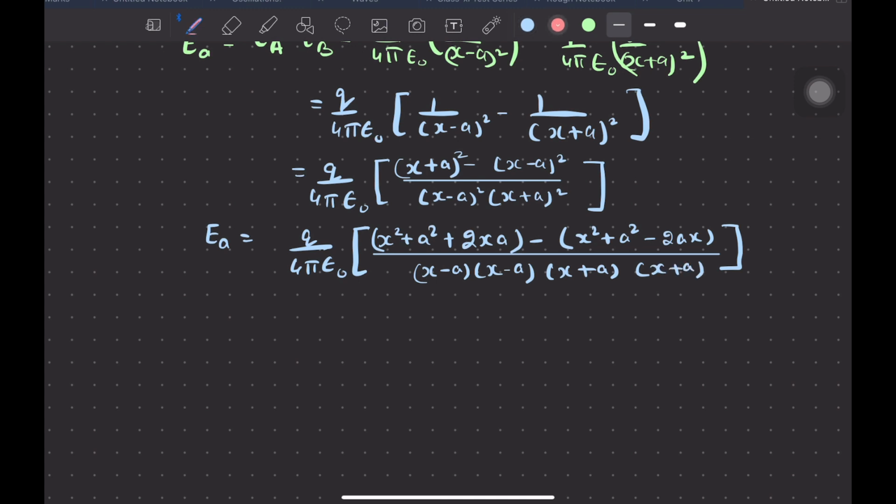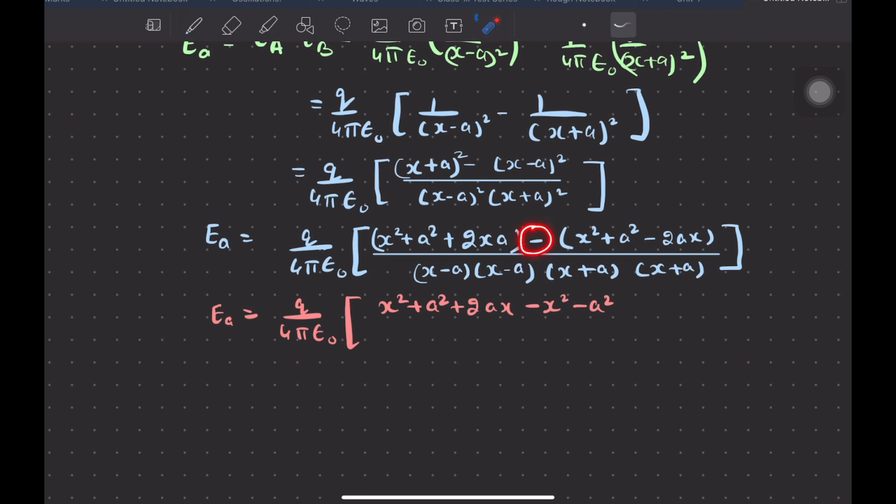Now in the very next step, EA is equal to q upon 4 pi epsilon naught. We have x square plus a square plus 2ax minus x square minus a square, and this minus will change the sign to positive, minus into minus is plus, so we will write 2ax upon, this will be divided by, here we have (x minus a) (x plus a). So we have a formula, (a minus b) into (a plus b) could be written as a square minus b square, and when I combine these two brackets, again I have (x minus a) into (x plus a). I can write it as x square minus a square.